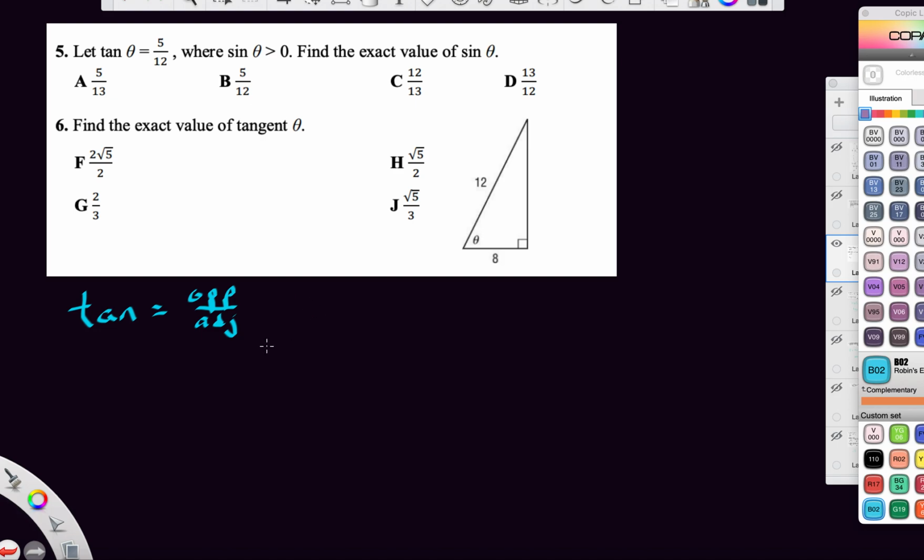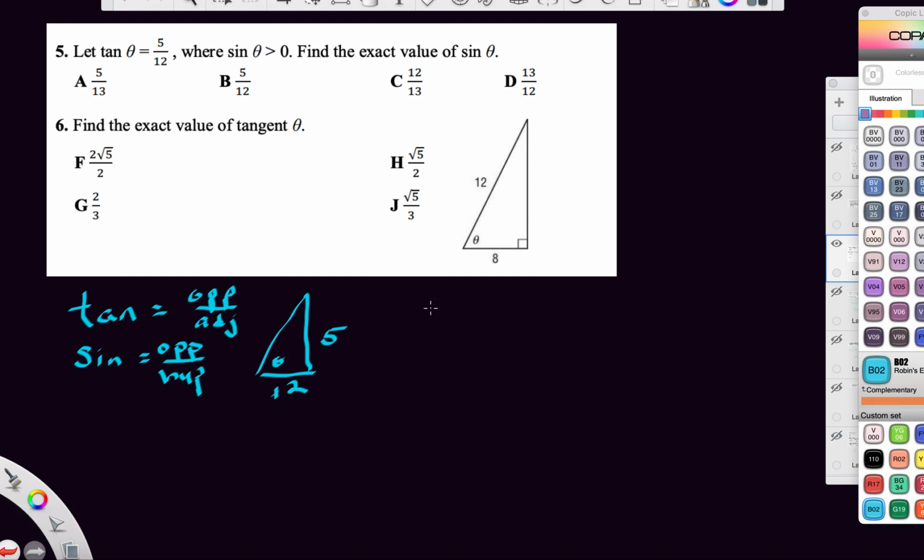So if I have a triangle, I know it's not drawn to scale, 5 over 12. Sorry about that. What is sine? Well, we know that sine is opposite over hypotenuse. What don't we have? We don't have the hypotenuse.